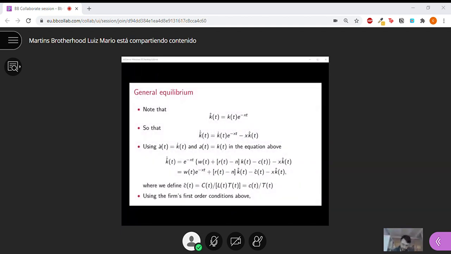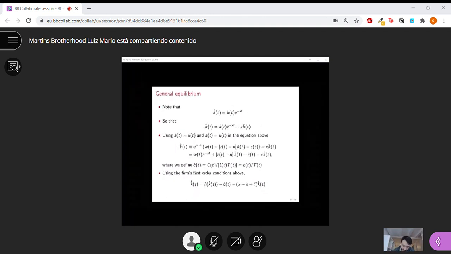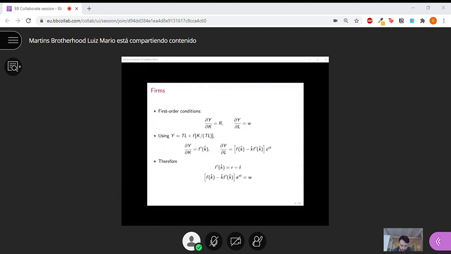Right, so last class we started talking about general equilibrium. We spent a lot of classes talking about the consumer, and then last class we talked about the firm. The firm is relatively simple. The problem of the firm is just a static problem, so it's simple to solve. And then we have the optimality conditions.